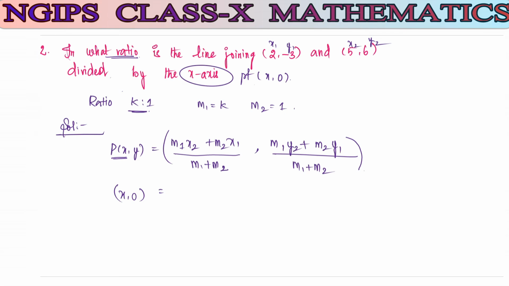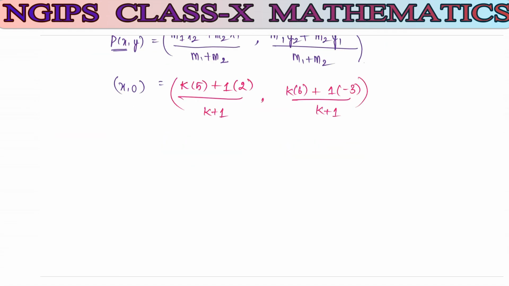Okay, now we have m1 value k, and x2 value 5, plus m2 value 1, x1 value 2, divided by k plus 1, comma, m1 value k, y2 value 6, plus m2 value 1, y1 value minus 3, divided by m2 value 1, m1 value k, so we write k plus 1.